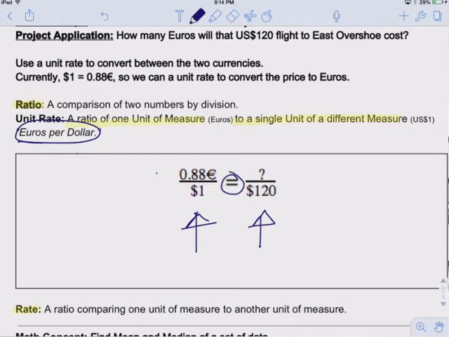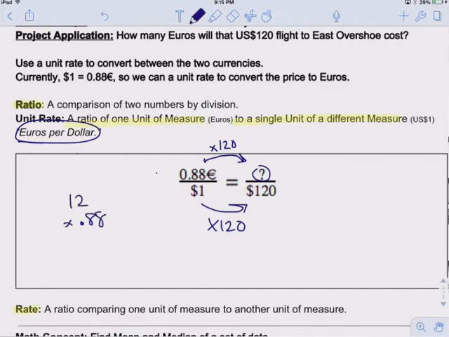We know we're dealing with the same ratio because the equal sign tells us that they are the same ratio. One way that ratios can act like fractions is finding the equivalent. Look at the bottom number. To go from $1 to $120, we're going to multiply by 120. To keep it equivalent, we need to multiply the top by 120. So to find the missing value of euros, it's 0.88 times 120.